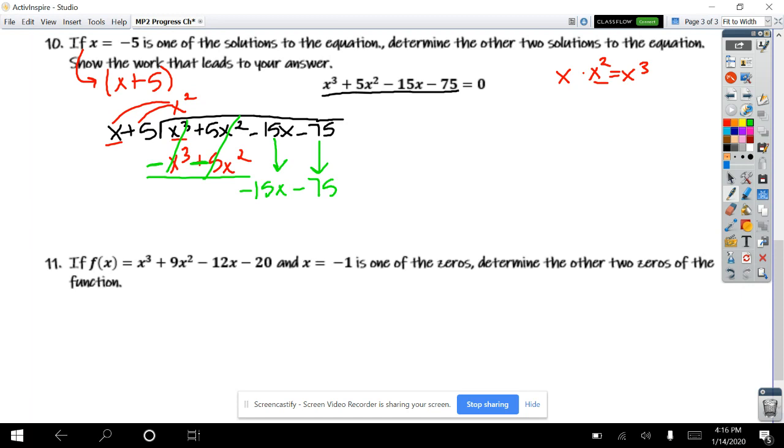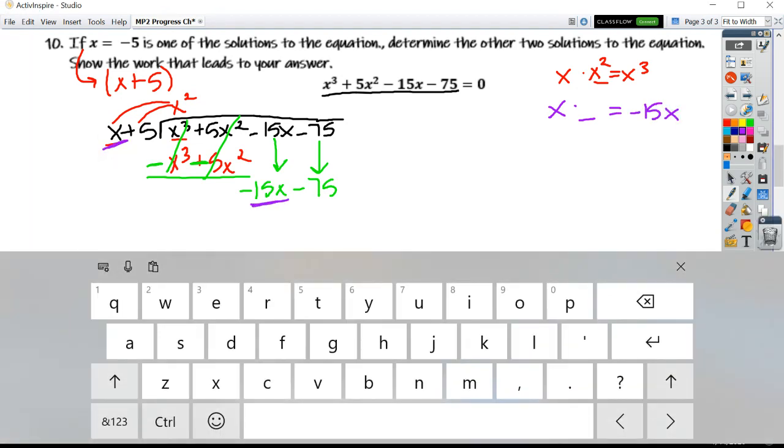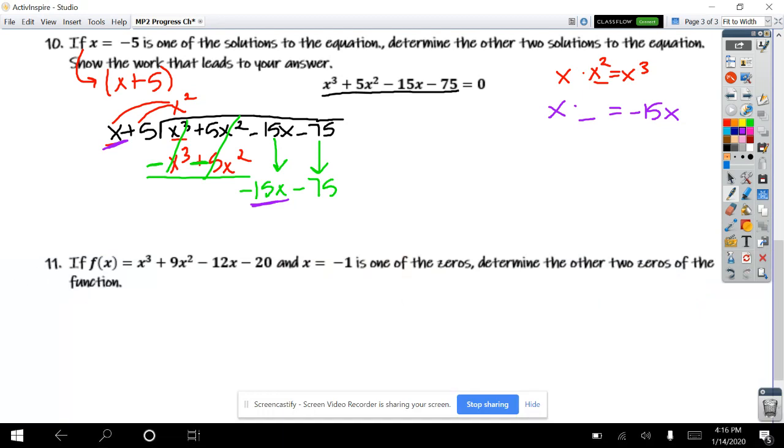So now I got to kind of skip the making an x squared term. Now I need to make the minus 15x term. So I'm saying x times what gives me negative 15x. Well, that would have to be negative 15.